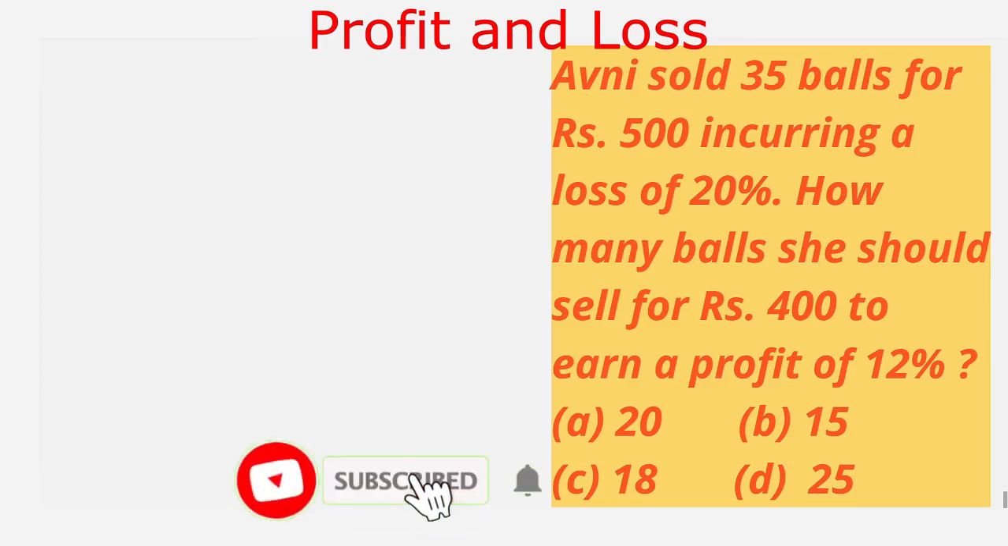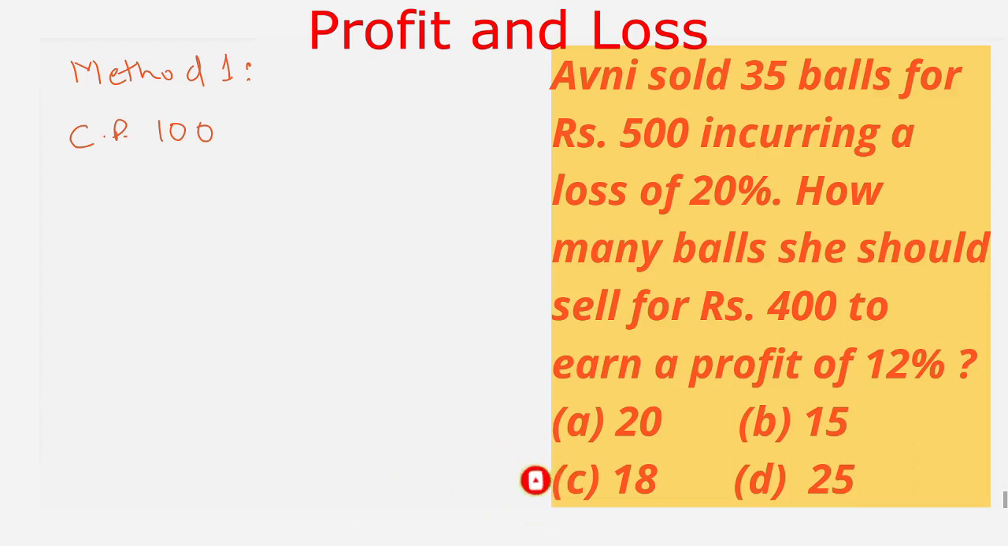We solve this question by 3 methods. Let our CP be 100. Then for 20% loss, the amount becomes 100 minus 20, which is 80%. And for 12% profit, the amount becomes 100 plus 12, which is 112%. Here 80% has value 500. It is given that 35 balls are sold for rupees 500. So 80% is rupees 500. Therefore 112% is how much?